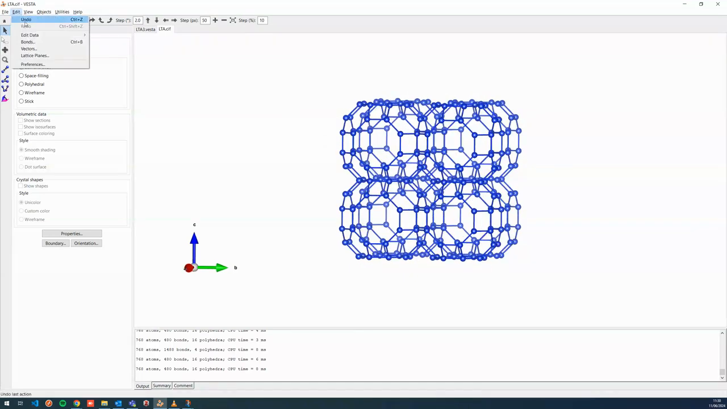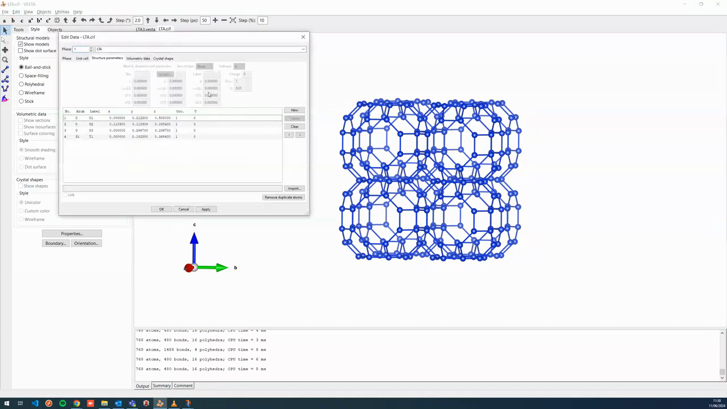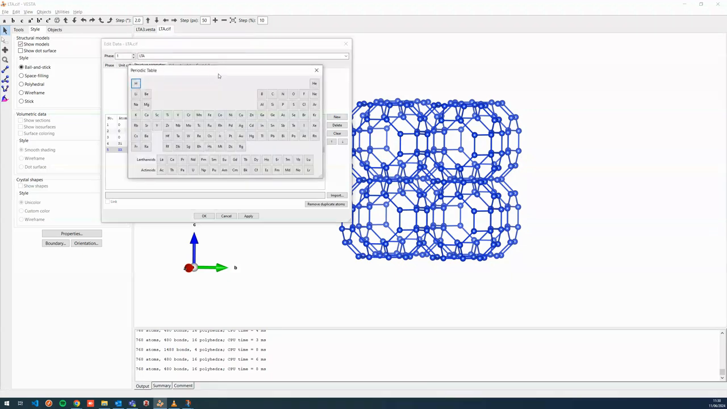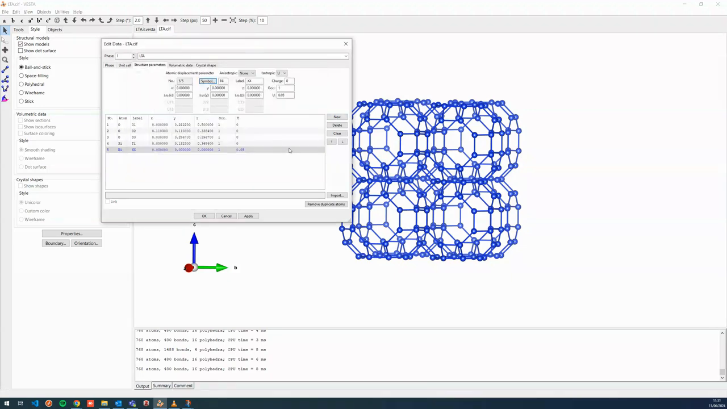So the first thing we want to do is add, so we go to structural parameters over here, where you get all your atoms. And what we're going to add is a fake atom. You'll see in a second why. You can choose a symbol. To be fair, it doesn't really matter which one you add.